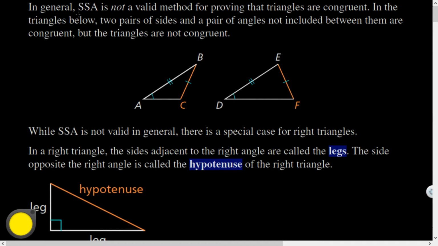In general, check this out, guys. I know what you're thinking here. In general, SSA is not a valid method for proving that triangles are congruent. In the triangles below, two pairs of sides and a pair of angles not included, so it's not side-angle-side, it's side-side-angle, are congruent, but the triangles are not congruent. So check this out. This guy's got a little flappy arm, right? It could have landed here or there. So there's multiple ways that that could form.